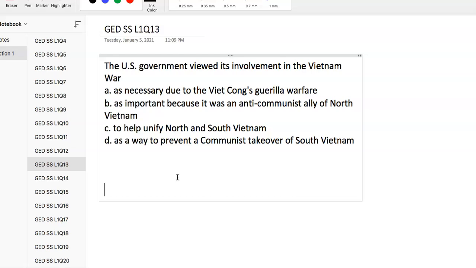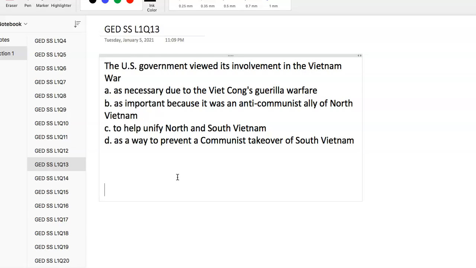The U.S. government viewed its involvement in the Vietnam War as necessary due to the Viet Cong guerrilla warfare. As important because it was an anti-communist ally of North Vietnam to help unify North and South Vietnam as a way to prevent a communist takeover of South Vietnam. Okay, so that's a tricky question. So the correct answer is answer choice D, a way to prevent communist takeover of South Vietnam.